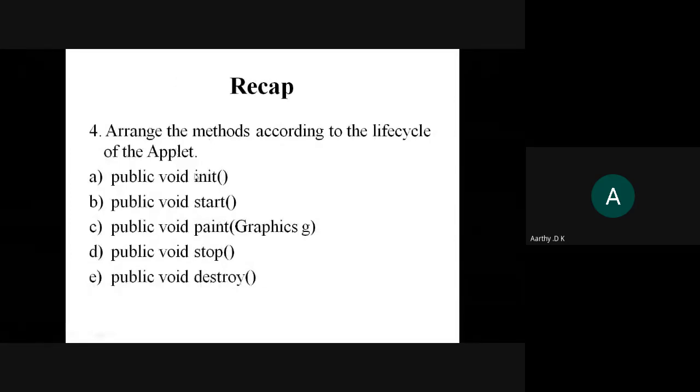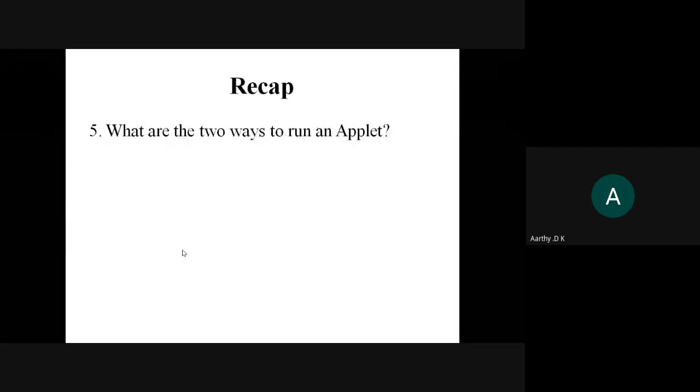So first it is initialized, and initialization is done only once, and then the applet is started, that is, it's loaded onto the browser. You find the output by executing the paint method. You are able to view the output of the applet. Then the applet is stopped once you minimize your browser, or when the applet execution is completed, it automatically stops, and then it is destroyed once you exit your browser. So this is the life cycle of the applet, which is explained with the methods in which the applet life cycle is implemented.